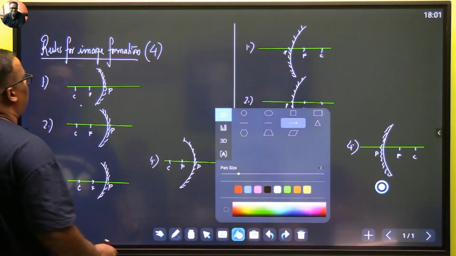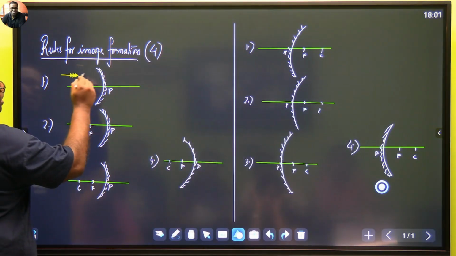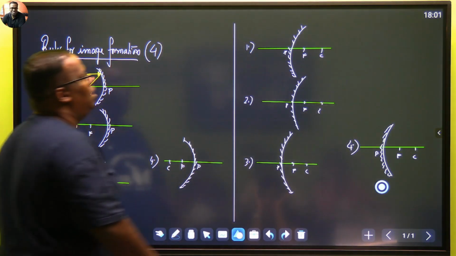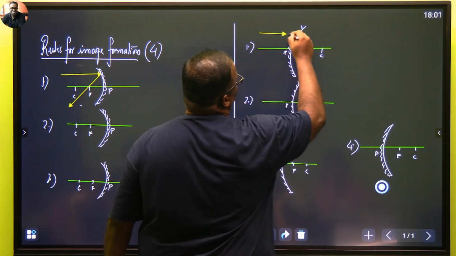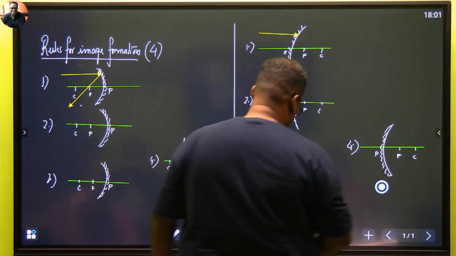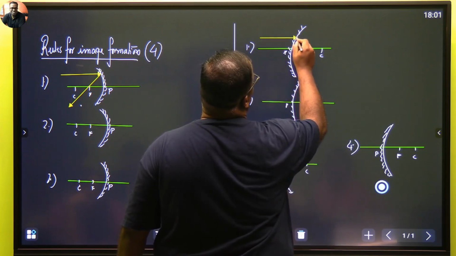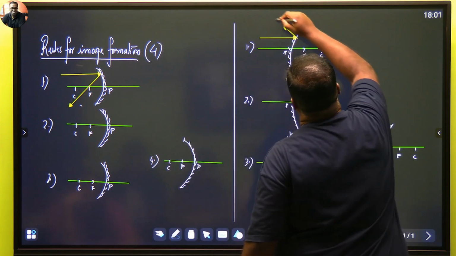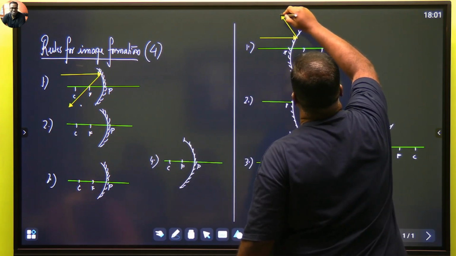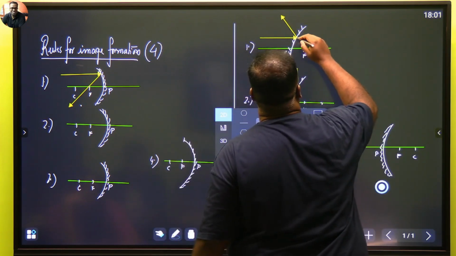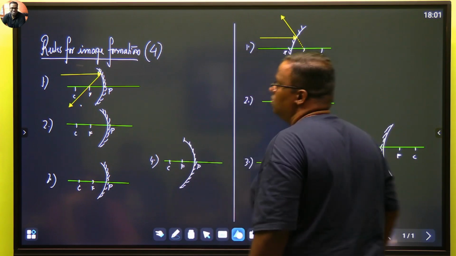So the first rule, a ray of light which is parallel to the principal axis passes through the focus after reflection. A ray of light which is parallel to the principal axis appears to diverge out from the focus. Okay, so it will appear to diverge out from the focus, which means like this. Is the first rule clear?